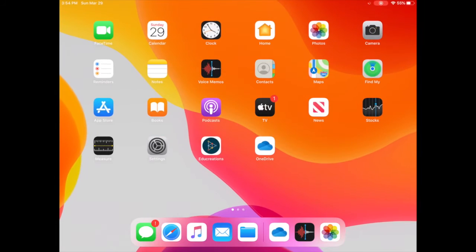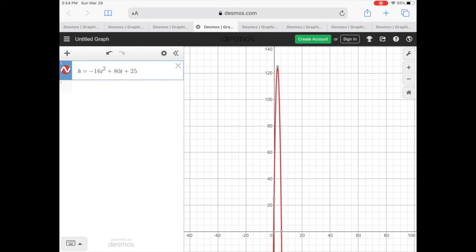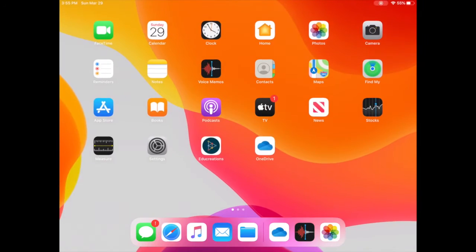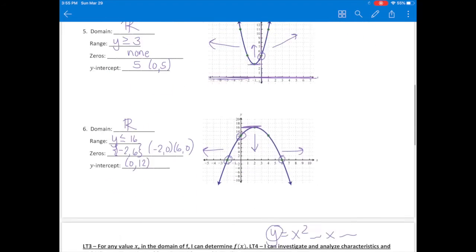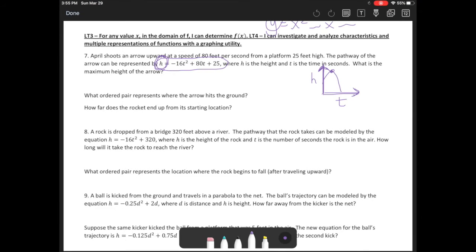If we go to Desmos and we graph this, here is the platform, 25 feet from the ground. The arrow is shot up. It gets all the way up to 125 feet, and then it starts coming back down again, okay? So let's look back at the question. What is the maximum height of the arrow? The maximum height of the arrow was 125 feet.